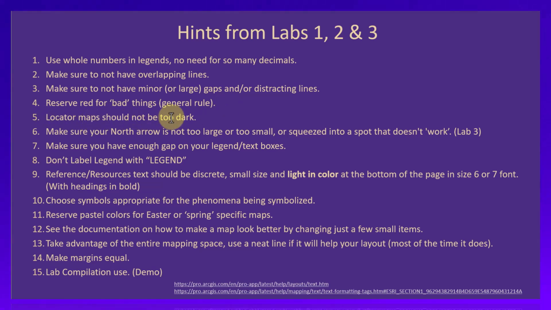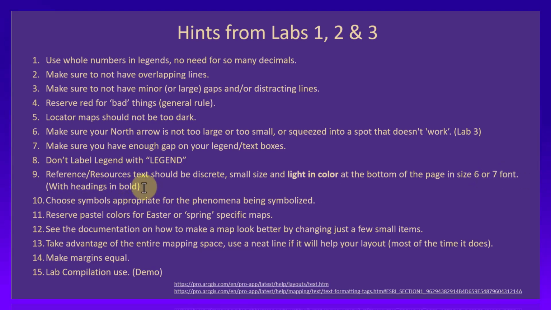Your locator maps should not be too dark. Try to use a color for your locator map that meshes with the overall design. Make sure that your north arrow is not too large or too small, or squeezed into a spot that doesn't work. Be sure to add a gap on your legend and text boxes, particularly if you give them borders. Do not label your legend with the word legend. Your references and resources text box should be discrete, small in size, and light in color at the bottom of the page in about 6 or 7 size font.